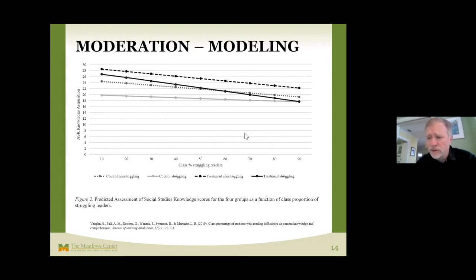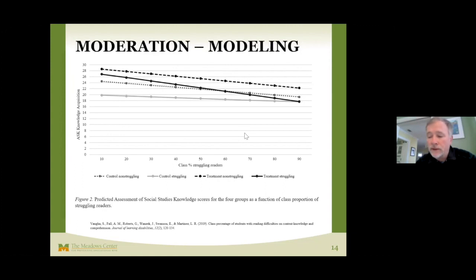The takeaway from this is that students who are struggling to read benefit from treatment in 8th grade social studies classes compared to struggling readers in BAU. However, and this is the key however, the effect diminishes as the classroom percentage of strugglers increases.